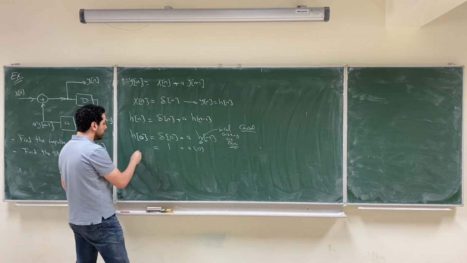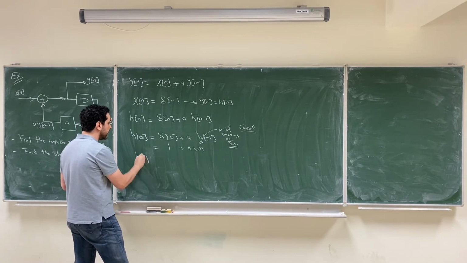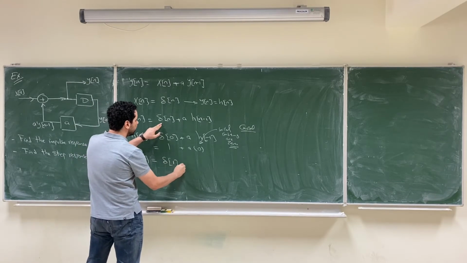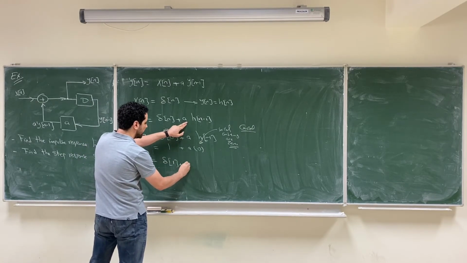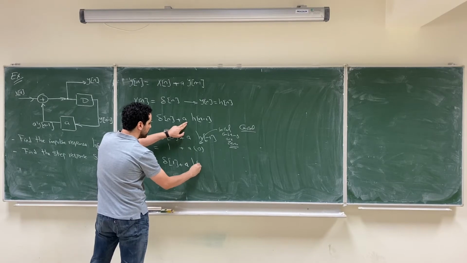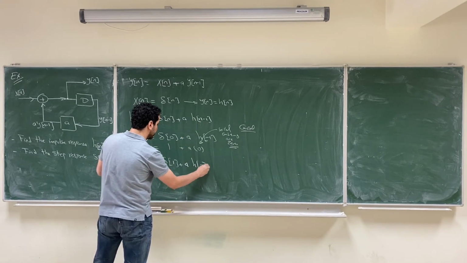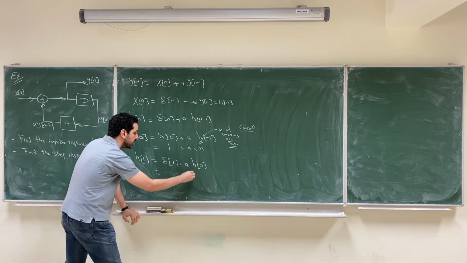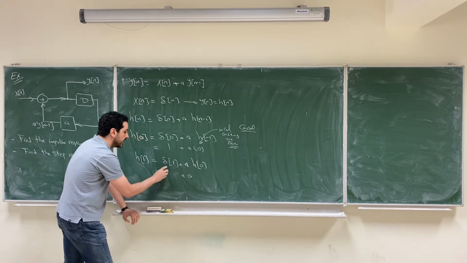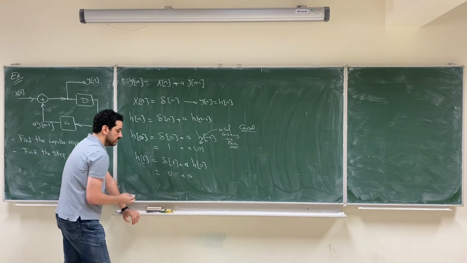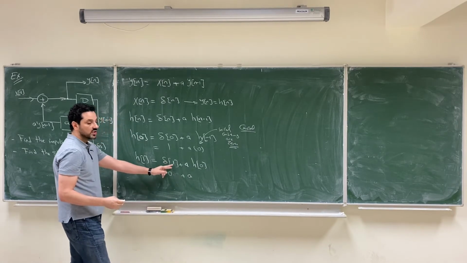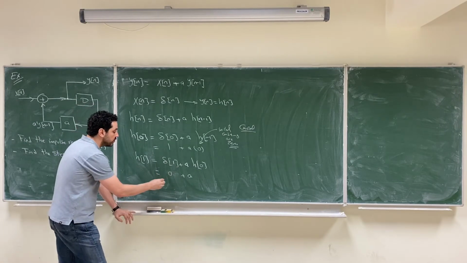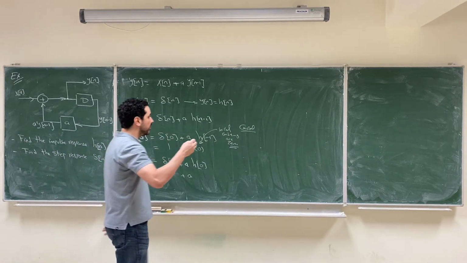Okay, let's move one step further. H of 1 will be equal to delta 1 plus a h of 1 minus 1, h of 0. H of 0 is 1, right? So it will be plus a. Delta 1 is 0. The delta function at anything other than 0 is 0, right? So h of 1 will be a. Let's move one more step.